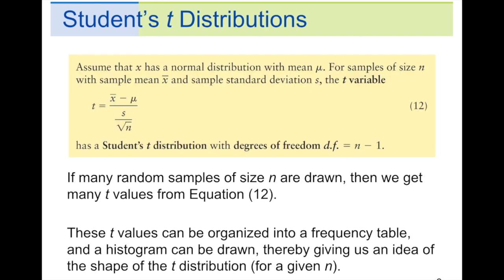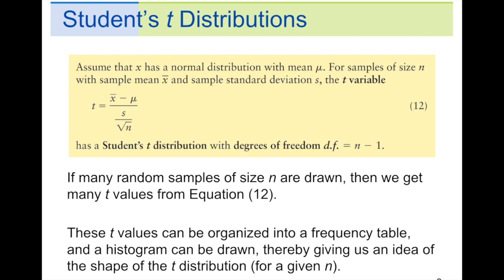Assume that x has a normal distribution with mean mu. For samples of size n with sample mean x bar and sample standard deviation s, the t variable, t equals x bar minus mu over s divided by the square root of n, is very similar to what we dealt with, but with s instead of sigma. It has a student's t-distribution with degrees of freedom df equals n minus 1.